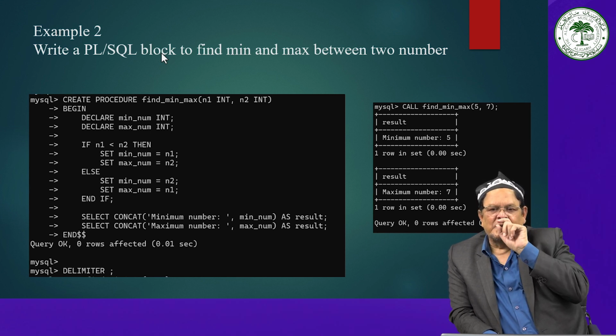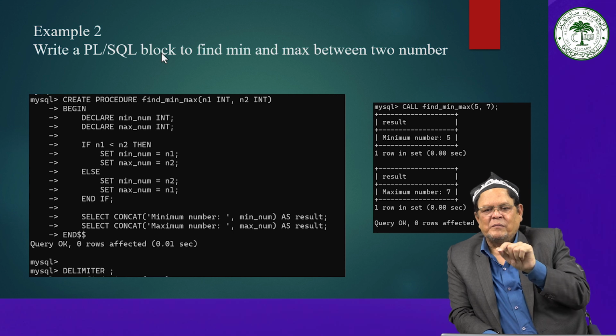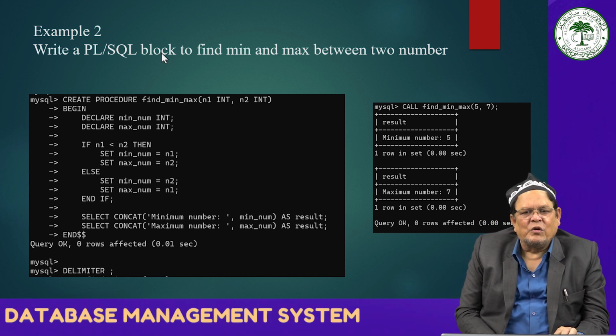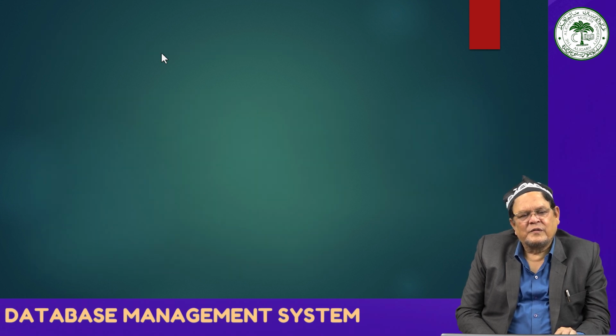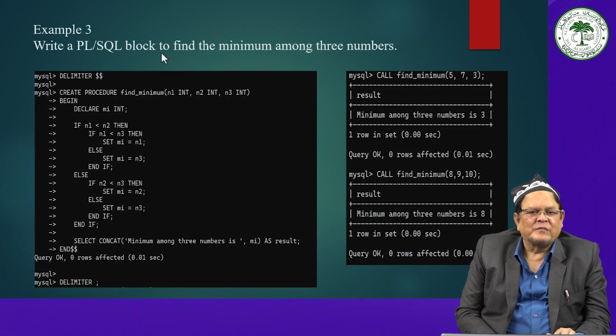You put the values 5 and 7. The result is minimum number is 5. The result is maximum number is 7. So in this way, we are able to write a program in PL/SQL. Next example, I hope it is also clear. I am taking one example with 3 numbers. Till now it was 2 numbers, now a PL/SQL block to find the minimum among 3 numbers.